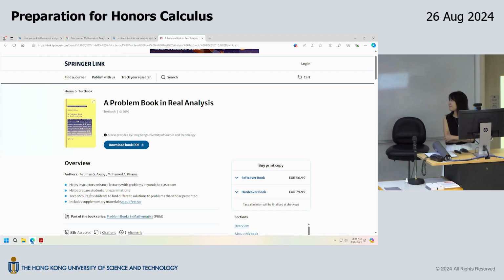Then you can find this book in the library, or you can download it from the web. Yeah, there should be a PDF version. That means you can log into the library with your HKUST account, and then you should be able to find a link for download. So you can find this book in the library browser.